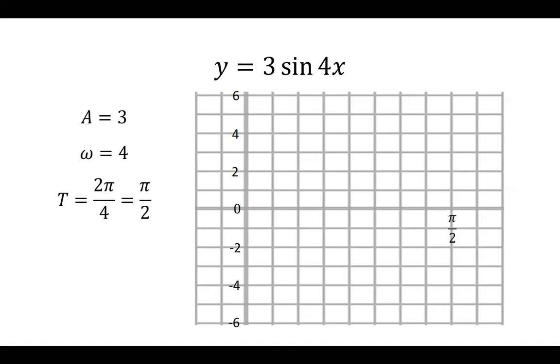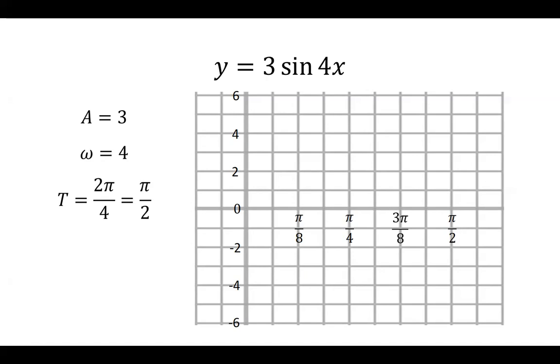Then what I do is I like to just divide things in half and say, okay, half of pi over 2 is pi over 4. Half of pi over 4 is pi over 8. Halfway between pi over 4 and pi over 2, or pi over 4 plus pi over 8, gives me 3 pi over 8. So now I have 5 points: 0, pi over 8, pi over 4, 3 pi over 8, and pi over 2.